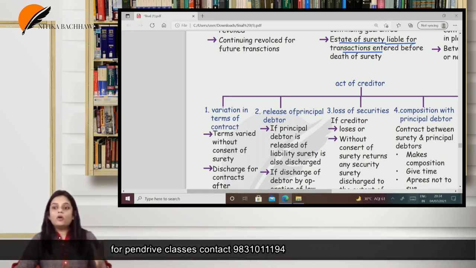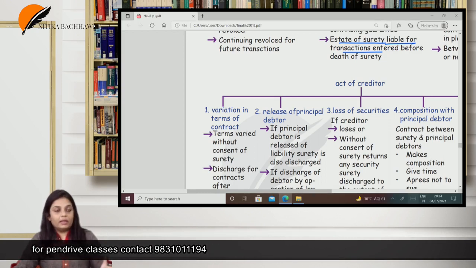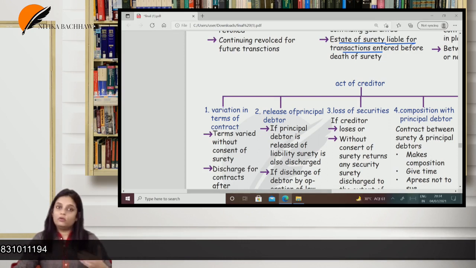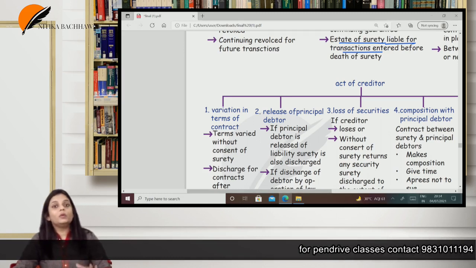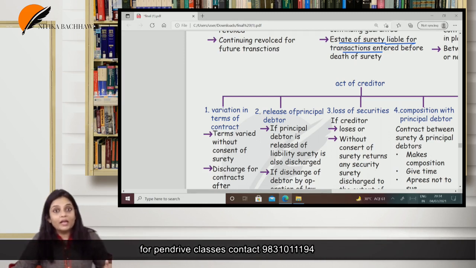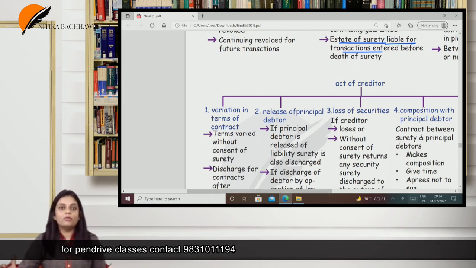The amount supposed to be paid was 15 lakh. You and the debtor agree that instead of 15 he will now pay 12 lakh. You should inform me. If you did not, I am discharged. The rate of interest was 10%. You make it 12%, you should inform me. If you don't, I am discharged. You make it 8%, you should inform me. If you don't, I am discharged.